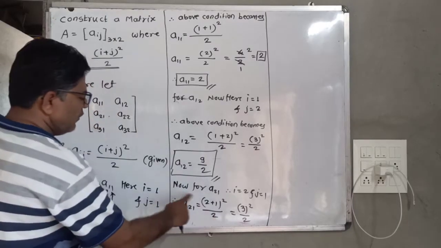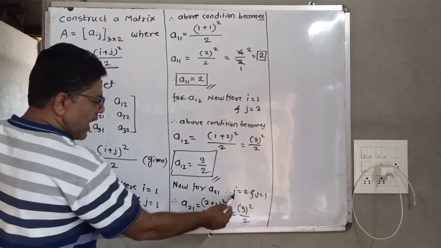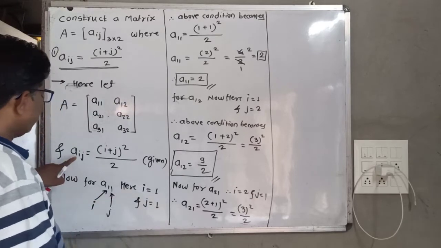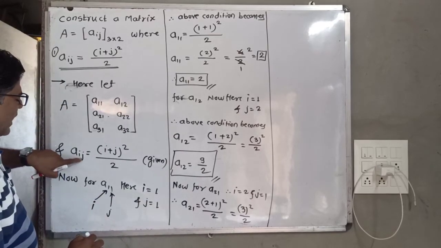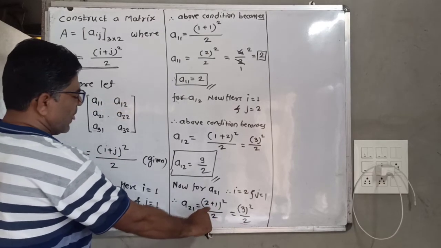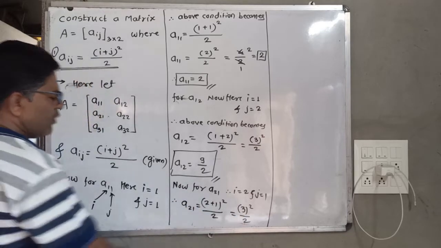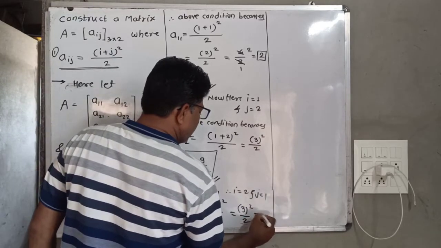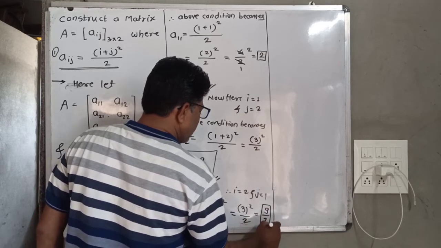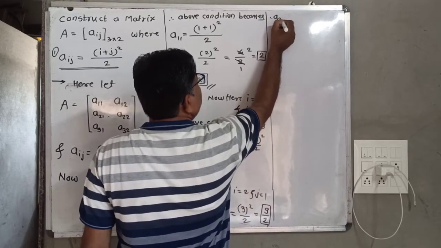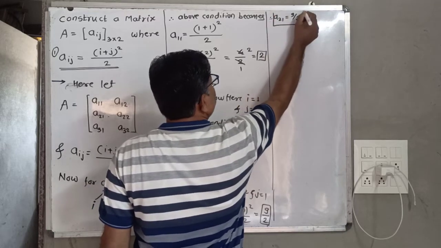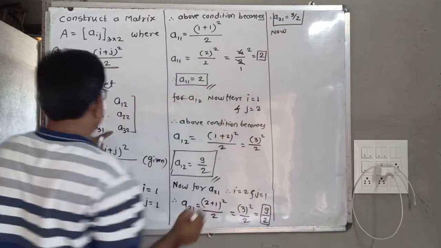Now for A21, here i equal to 2 and j equal to 1. Therefore, I directly solve this element. Just put the value of i and j, means A21 equal to 2 plus 1 bracket square divided by 2. 2 plus 1 is 3, 3 square divided by 2. Therefore, here also the element is 3 3s are 9 divided by 2. Therefore, A21 equals 9 by 2.